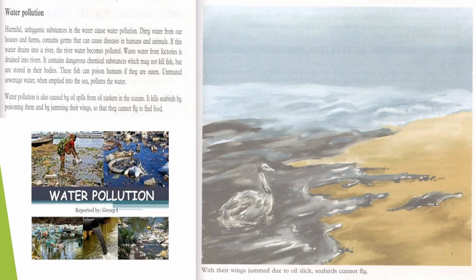Untreated sewage water, when emptied into the sea, pollutes the water. Water pollution is also caused by oil spills from oil tankers in the ocean. It kills the seabirds by poisoning them and by jamming their wings so that they cannot fly to find food.